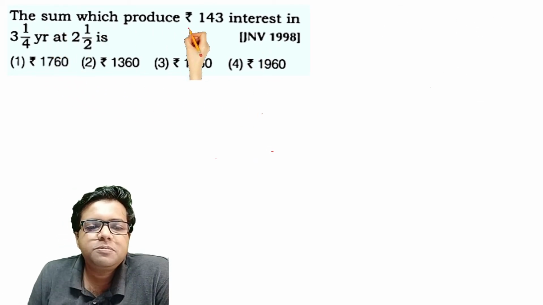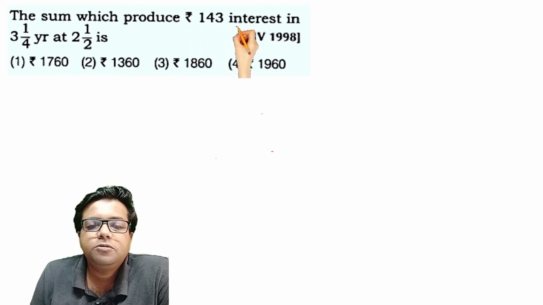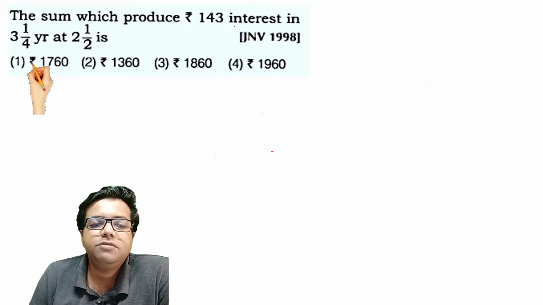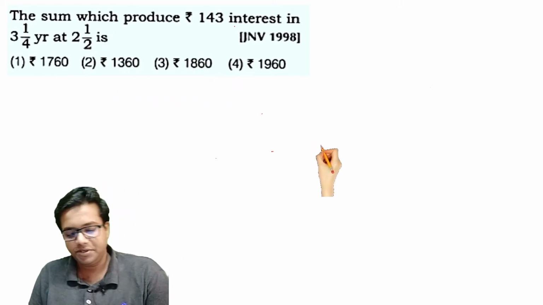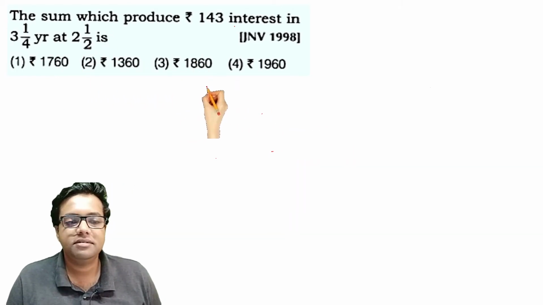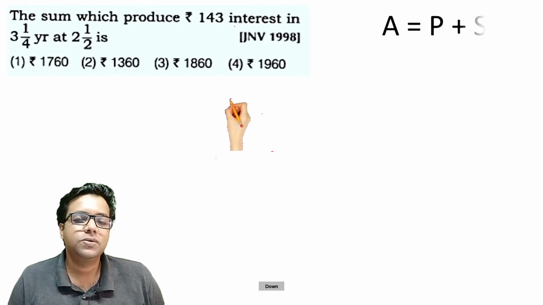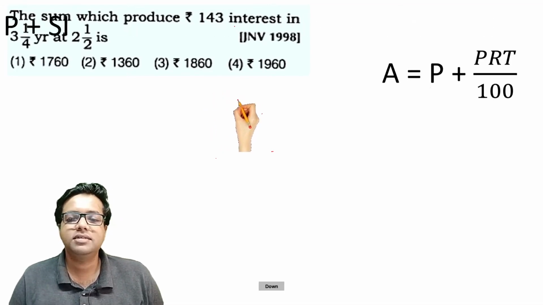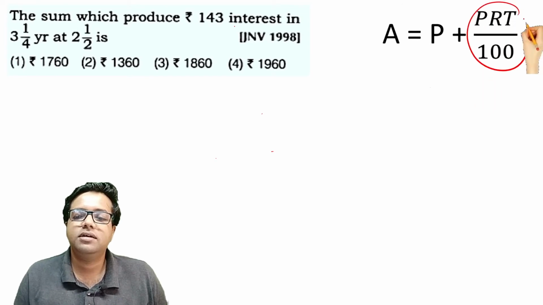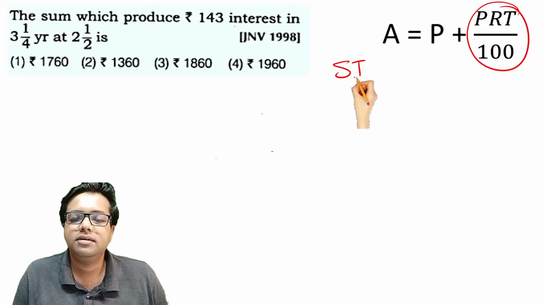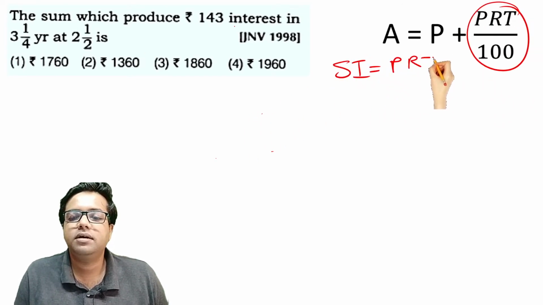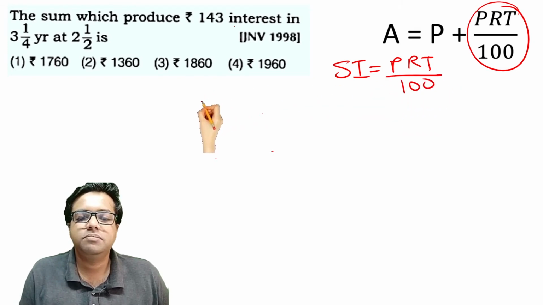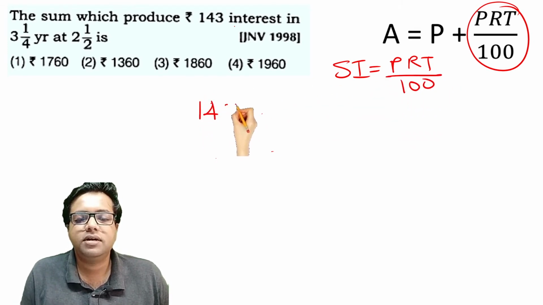The sum which produces 143 rupees interest in 3 1/4 years at 2.5% interest rate is what? So we need to find the principal. The interest is given to us. We know the simple interest formula, SI is equal to PRT by 100. Simple interest is given to us, that is 143 rupees. Principal, which we don't know, we need to find.